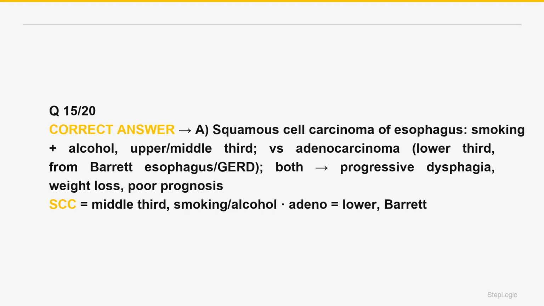Both types present similarly: progressive dysphagia, first to solids, then liquids, weight loss, odynophagia, and often a poor prognosis with late presentation. So, middle or upper third plus smoking or alcohol is squamous. Lower third plus Barrett and GERD is adenocarcinoma. The smoking or alcohol related, middle third squamous cell carcinoma is the answer.